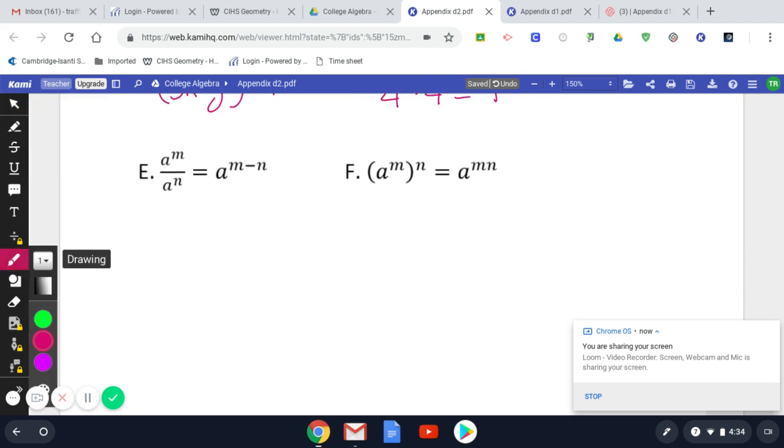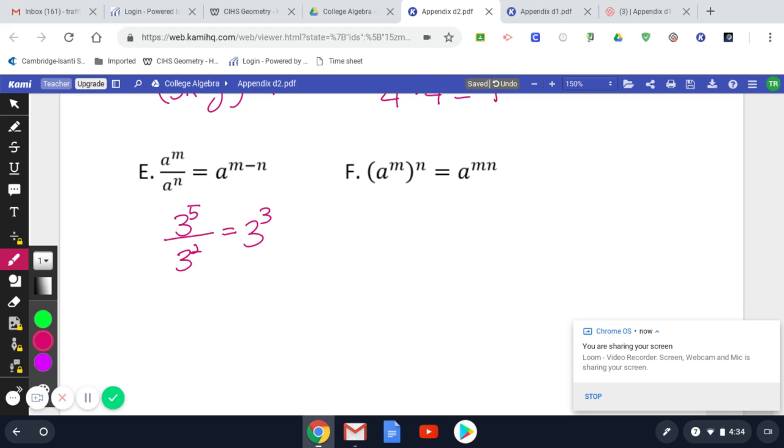Letter E, when I multiply, I add. So when I divide, I subtract. So for example, if I had 3 to the 5th over 3 squared, that's going to be 3 to the 3rd.